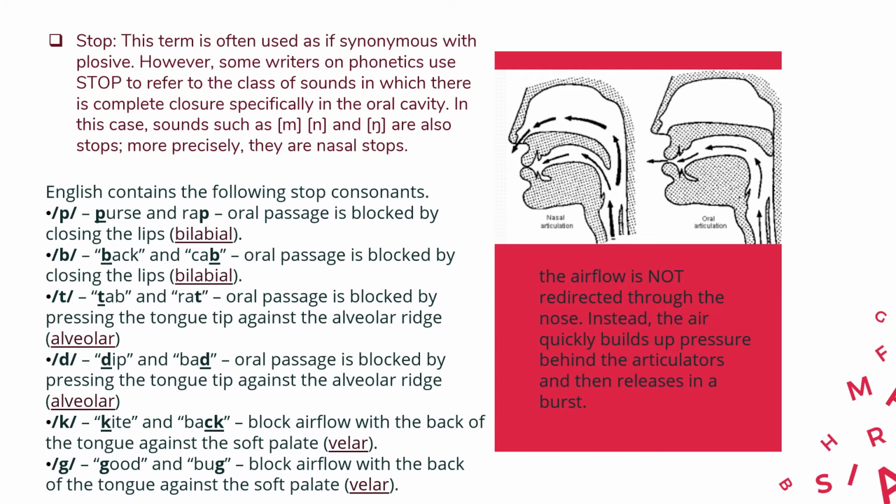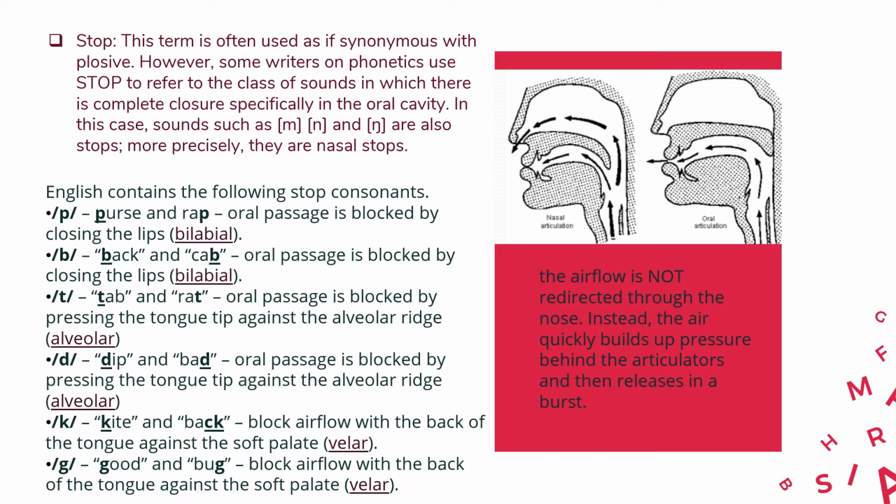Stop. This term is often used as if synonymous with plosive. However, some writers on phonetics use stop to refer to the class of sounds in which there is complete closure, specifically in the oral cavity. In this case, sounds such as m, n, and ng are also stops. More precisely, they are nasal stops. The airflow is not redirected through the nose. Instead, the air quickly builds up pressure behind the articulators and then releases in a burst.